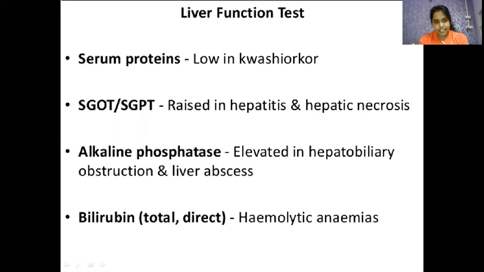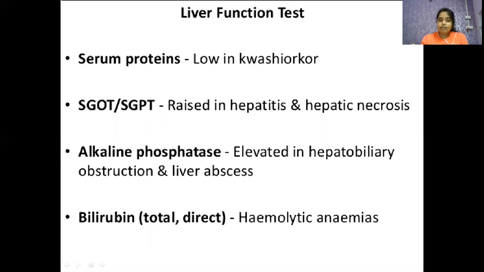Now come to the liver function test. It is very important, and you have to learn what is liver function test and which test is done in which disorders. Serum protein is found low in kwashiorkor. SGOT and SGPT are raised in hepatitis and hepatic necrosis. Now come to a very important point, alkaline phosphatase. Alkaline phosphatase is elevated in hepatobiliary obstruction and liver abscess. It is very important.